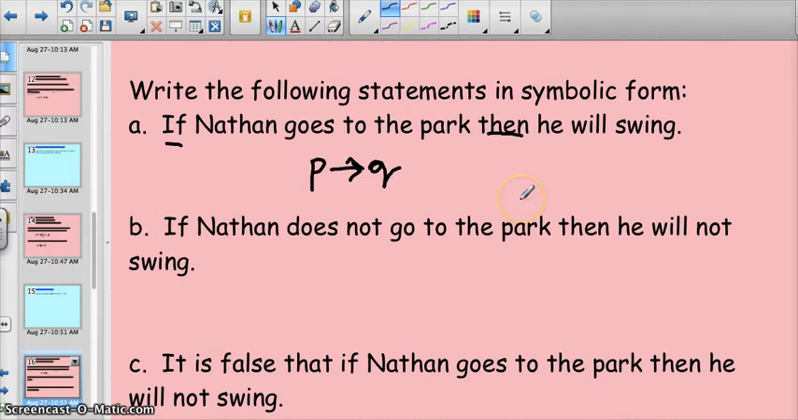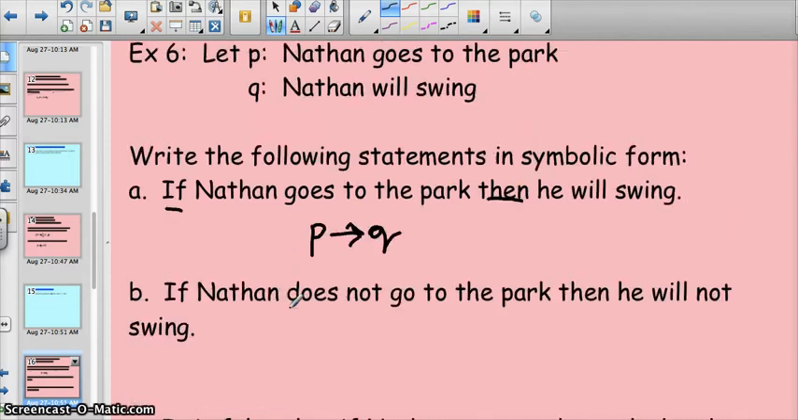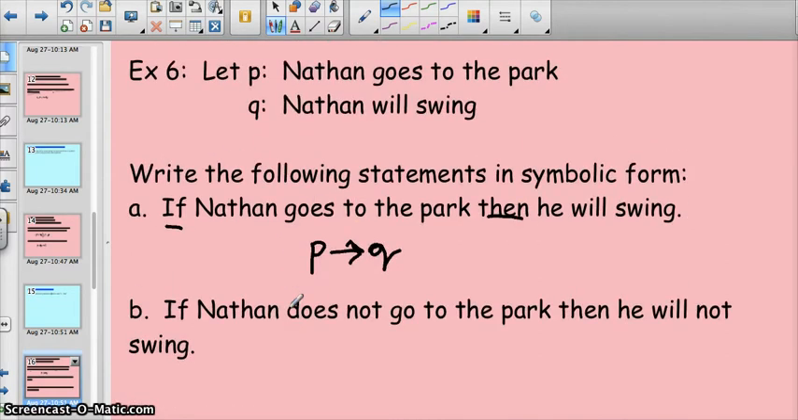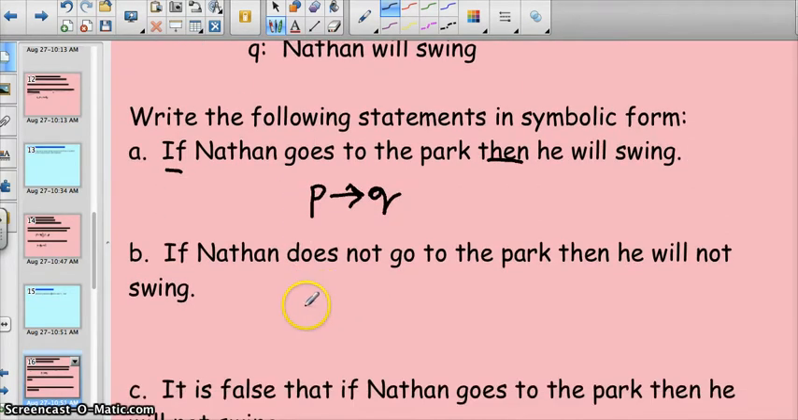If Nathan does not go to the park, then he will not swim. Well, if Nathan goes to the park is P. So if Nathan does not go to the park, that's negation of P. We've also got he will not swim. Well, he will swim is Q, so he will not swim is negation of Q. And the if-then, once again, is utilized by the conditional, an arrow inserted in between the two operating symbols. That's how that one would go.